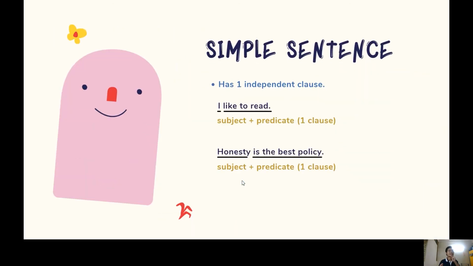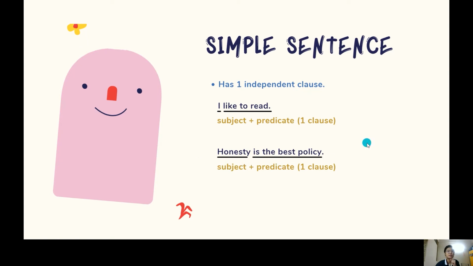So after understanding what makes up our everyday sentences, let's move on to our first sentence of the day, which is the simple sentence. It has one independent clause. So let us first ignore the fact of the independent. We know, recap, that a clause is a group of words that consist of the subject and also the verb. So right here, I like to read. This is a clause because like is a verb, I is a subject. Like to read, side note, is a predicate. So I like to read, simple sentence. Honesty is the best policy.